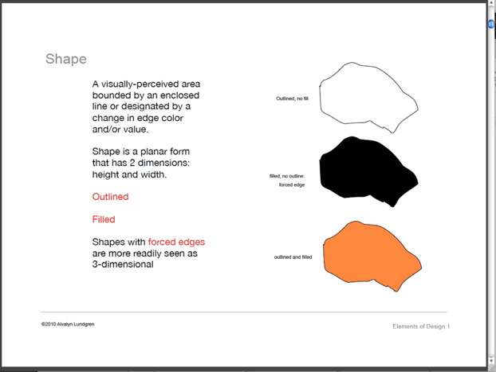Shape, of course, is two-dimensional in nature. And when we deal with shape, we will deal with shape in terms of being outlined or filled or both. The shape has a black outline and an orange fill. We talked last time about forced edges, about line actually merging with the fill and the outline therefore disappearing. So shapes with forced edges are easily seen as three-dimensional, so they help us create the illusion of volume. A shape that is fully outlined like this is going to remain in the two-dimensional realm.